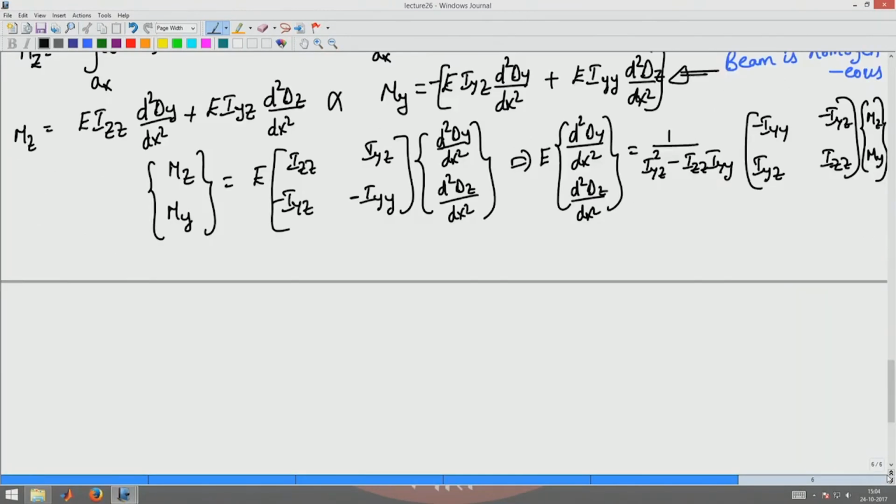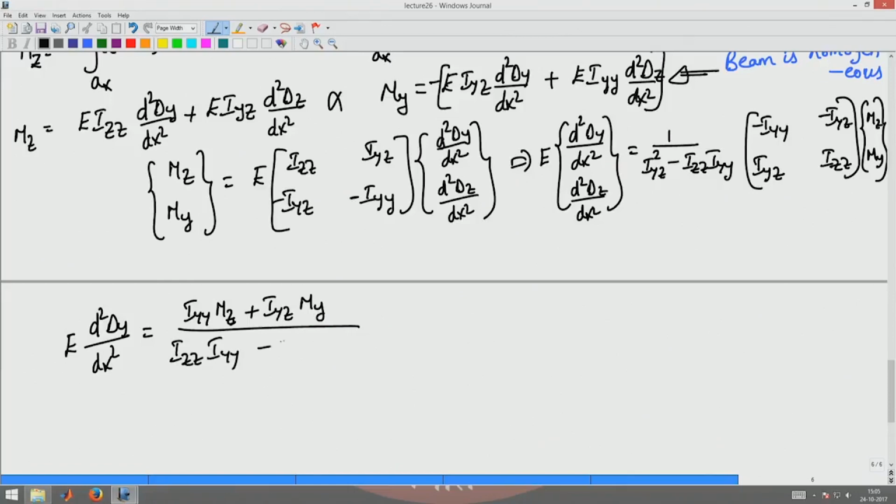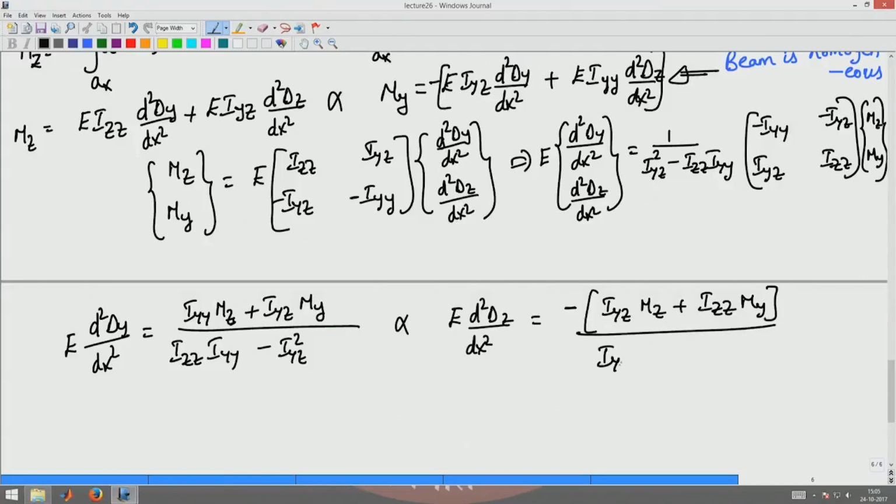Now, from here I get that d square delta y by dx square into E is Iyy into Mz plus Iyz into My, divided by Izz into Iyy minus Iyz squared, and E times d square delta z by dx square would be minus Iyz into Mz plus Izz into My, divided by Iyy Izz minus Iyz squared. So, we have found these two.